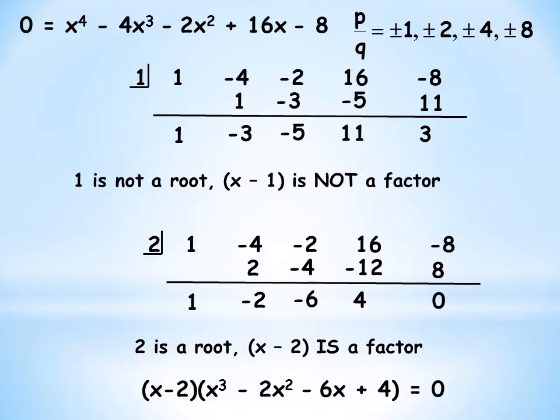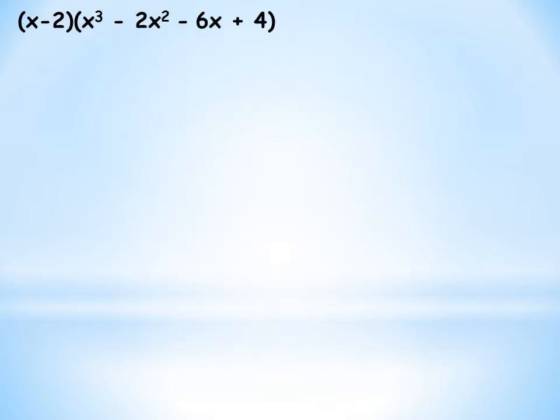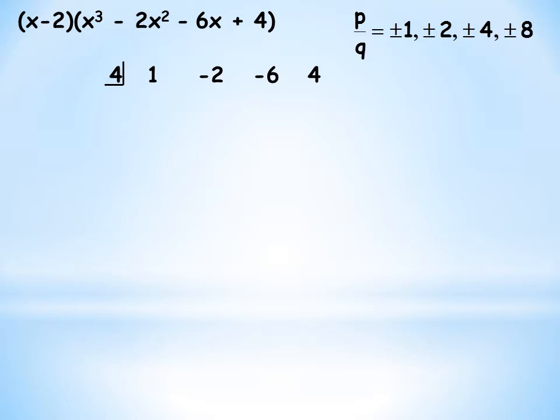So far I have this. So let's continue on. I need to get this second parentheses down to at least a quadratic so that I could solve it. Right now it's a 3rd degree, so I need to continue. So I'm going to go to the next one and try 4. Bring down the 1. I'm going to multiply, add, multiply, add, multiply, add. 4 is not a factor.